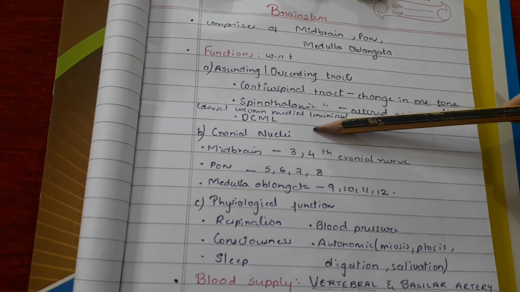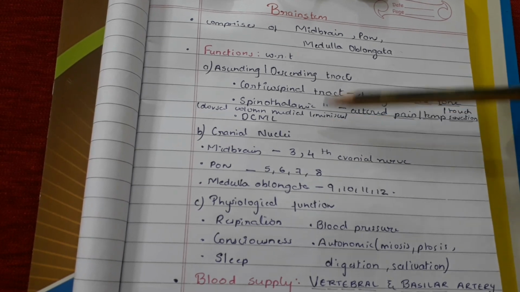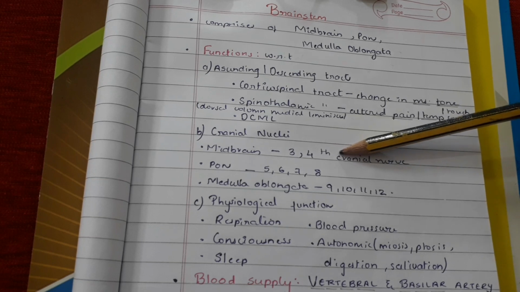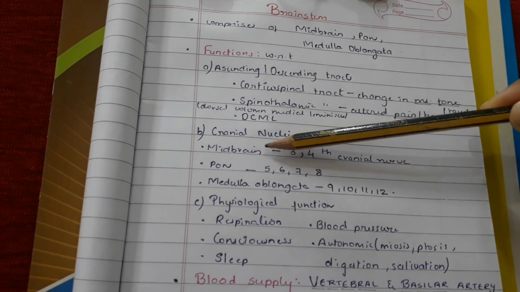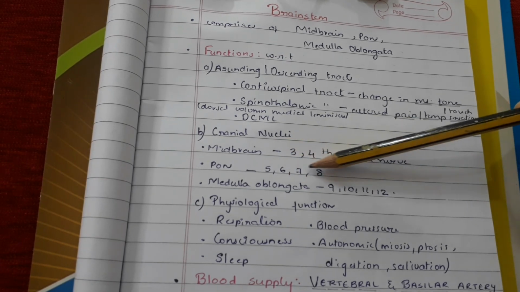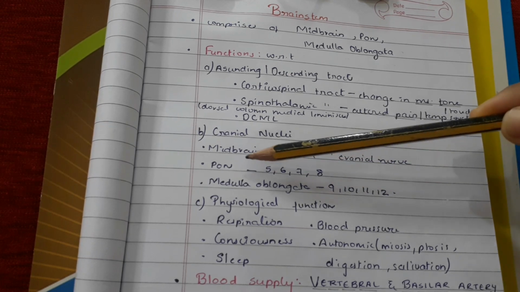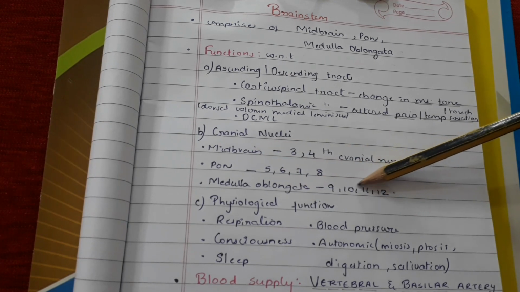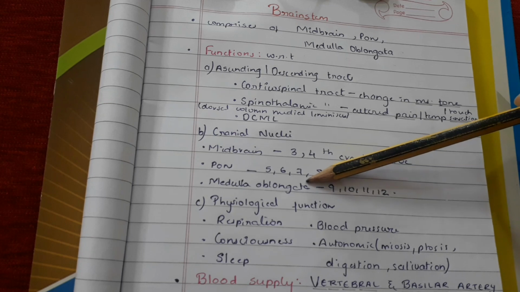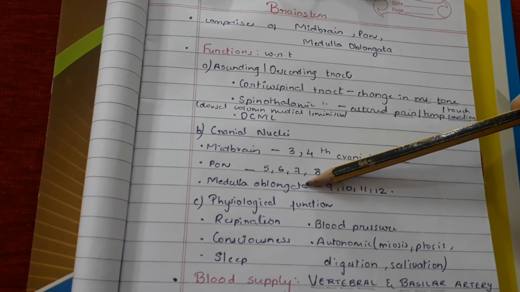Cranial nuclei, we need to remember this: the third and the fourth cranial nerves arise from the midbrain. The fifth, sixth, seventh, and eighth nerves arise from the pons. The 9th, 10th, 11th, and 12th arise from the medulla oblongata.